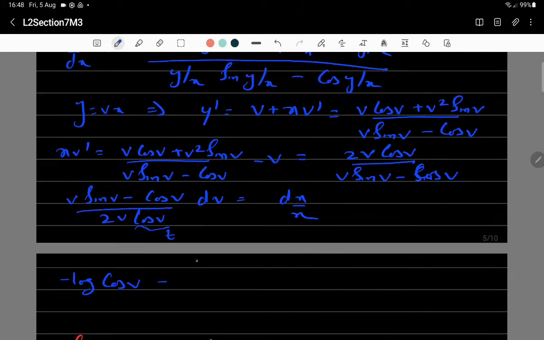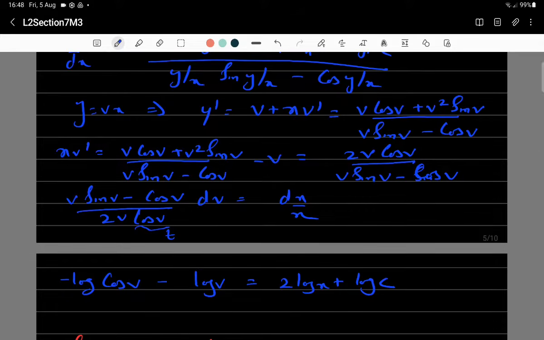So this becomes minus log v. I am taking 2 on that side, that's why 2 is not reflecting here, and 2 log x plus log c. Just to write it in a more simplified form, I wrote it as log c.